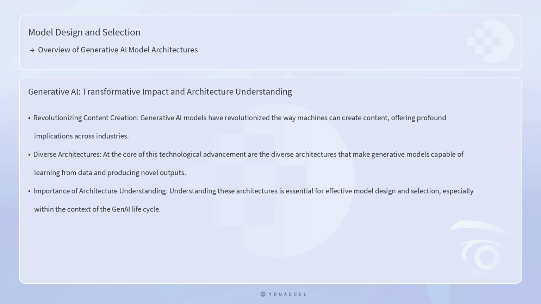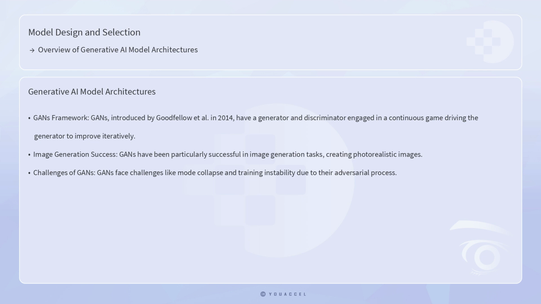Understanding these architectures is essential for effective model design and selection, especially within the context of the GenAI lifecycle. Generative AI models primarily rely on three major architectures: Generative Adversarial Networks, Variational Autoencoders, and Transformer-based models. Each architecture embodies a unique approach to generation, with specific strengths and weaknesses that make them suitable for different tasks.